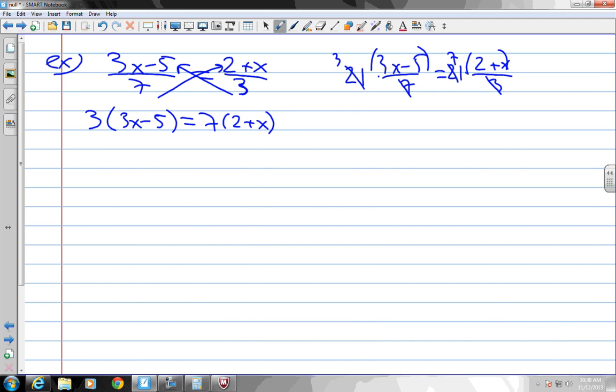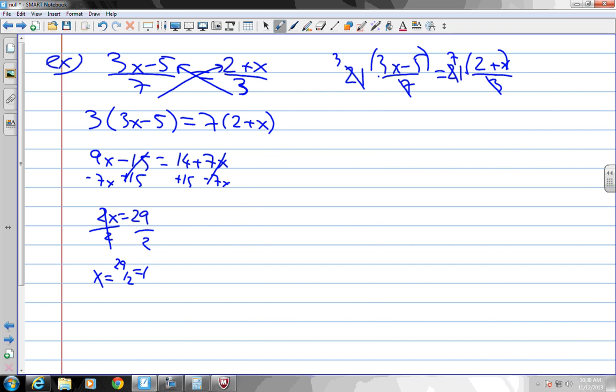So distribute the 3: 9x minus 15 equals 14 plus 7x, right? And then add 15 to both sides, subtract 7x from both sides, we end up with 2x equals 29. So divide by 2. x equals 29 over 2, or 14 and a half.